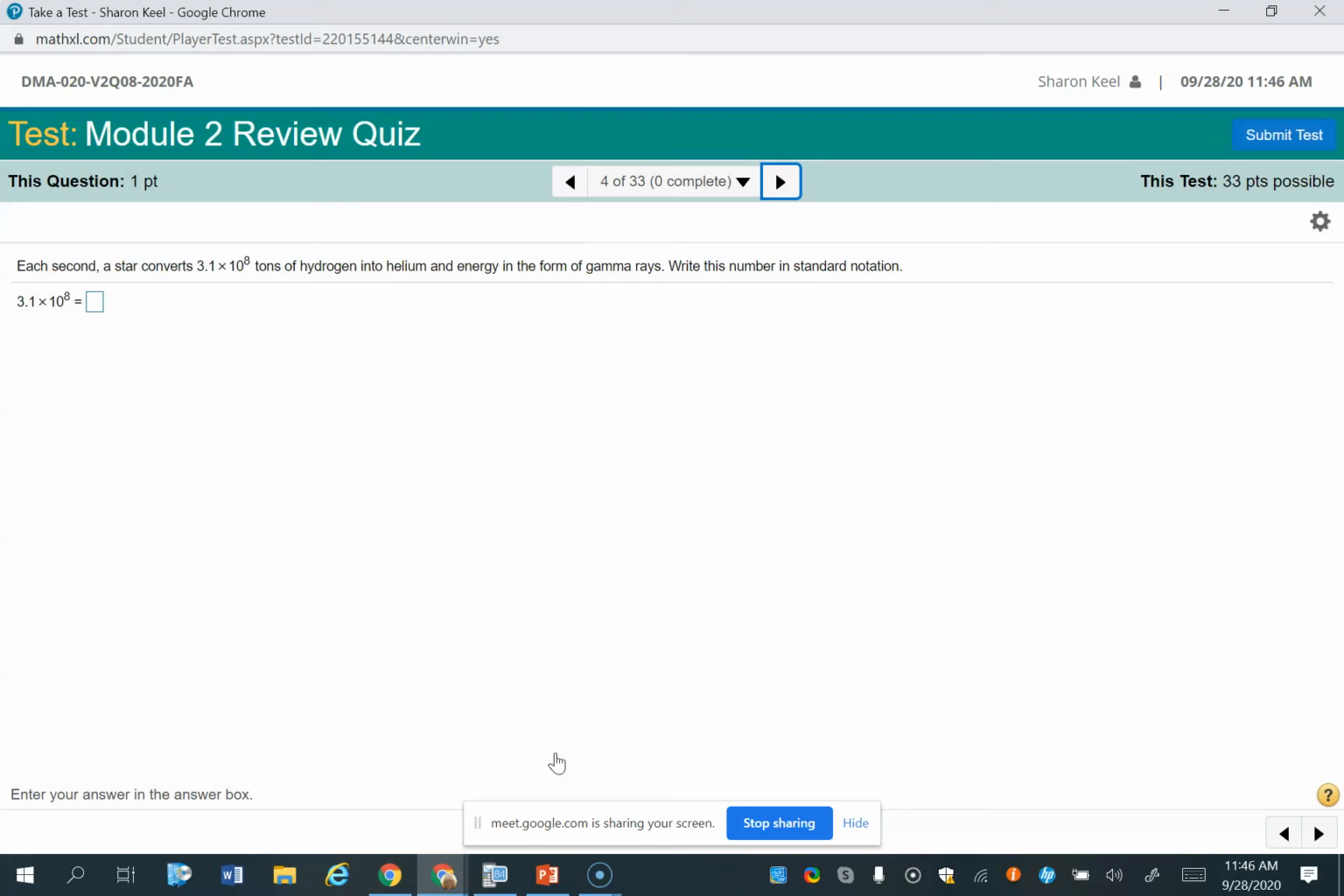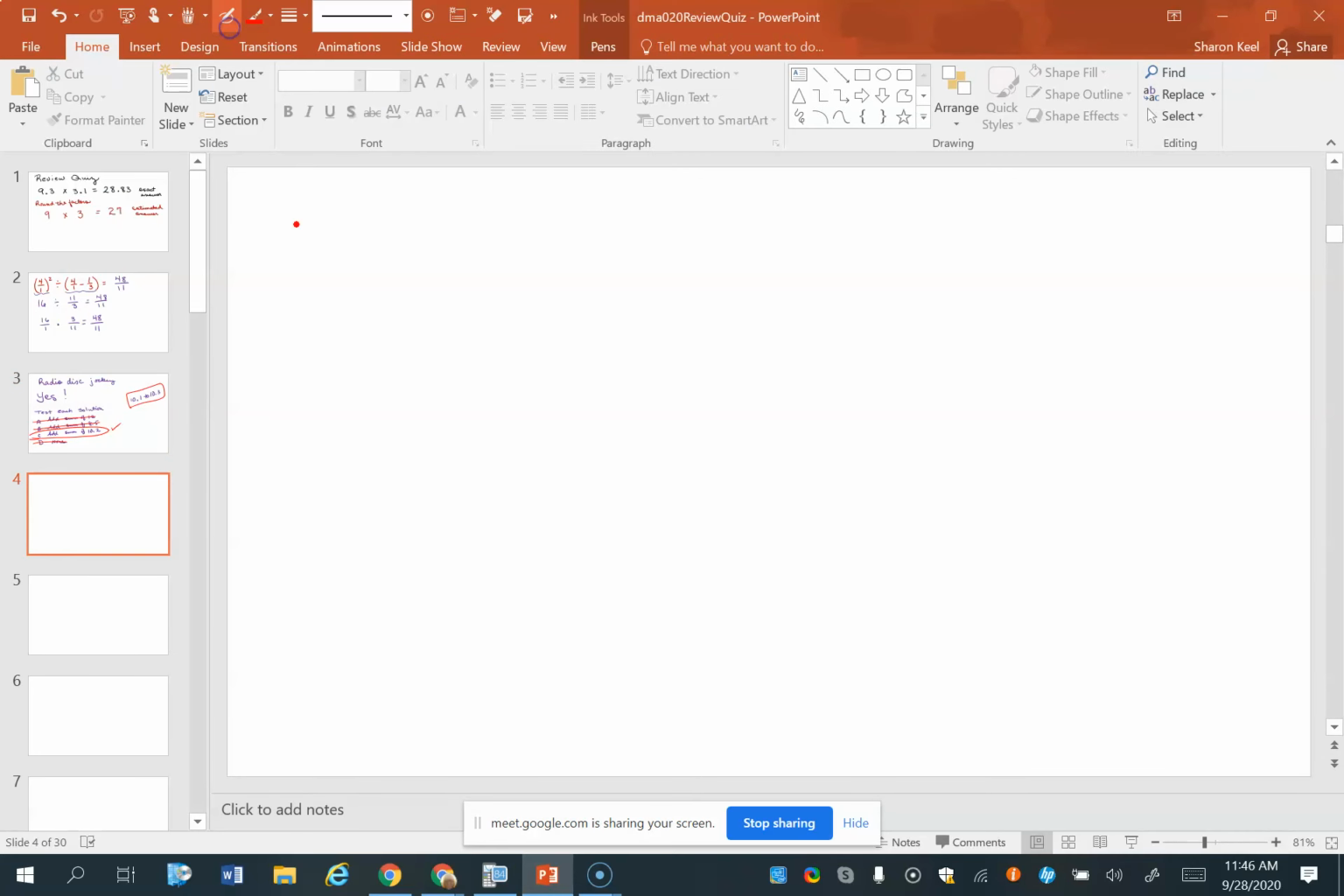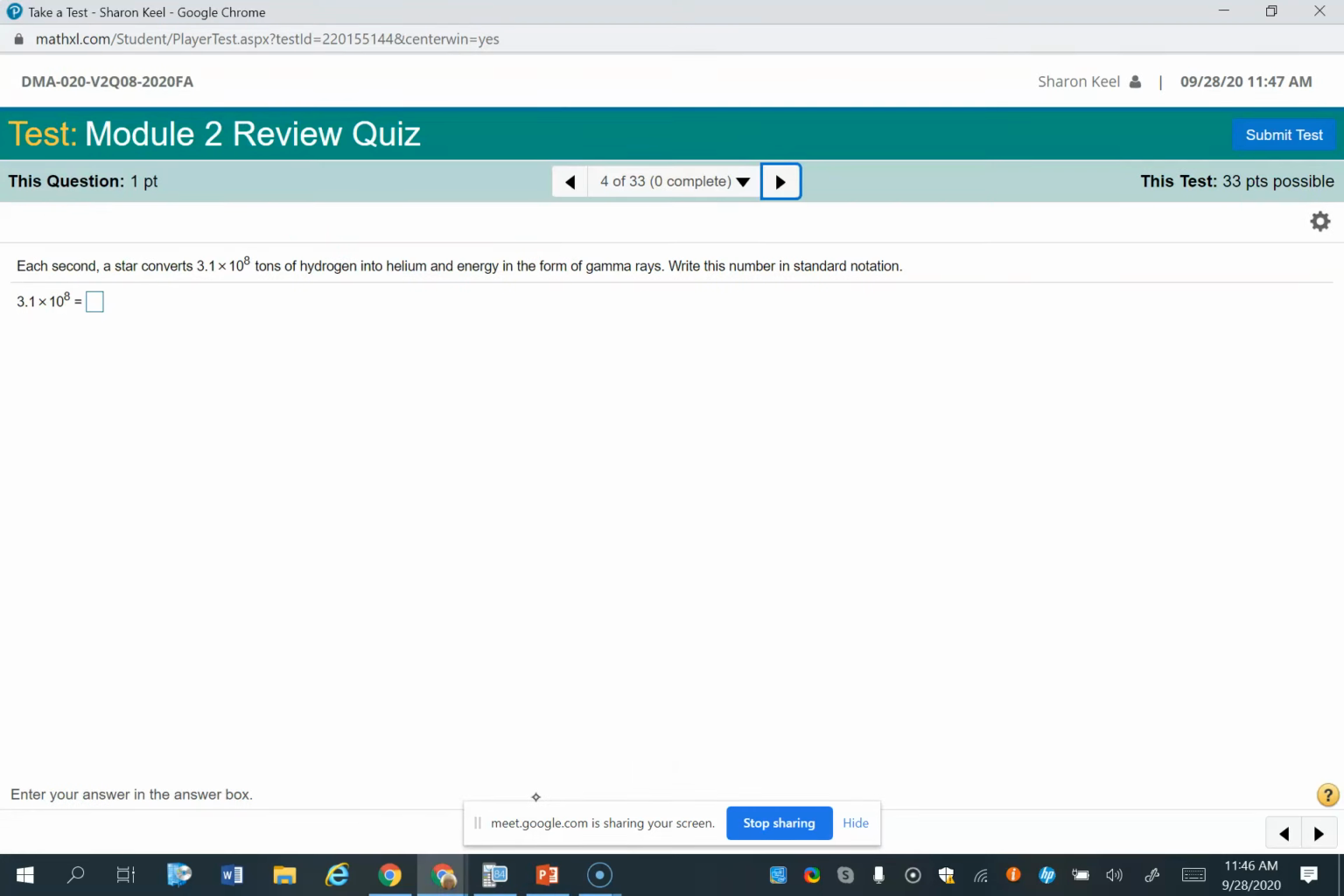Each second, a star converts 3 1/10 times 10 to the 8th, that many tons of hydrogen into helium and energy in the form of gamma rays. Write this number in standard notation.